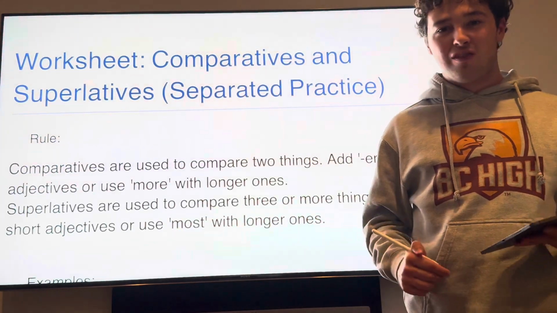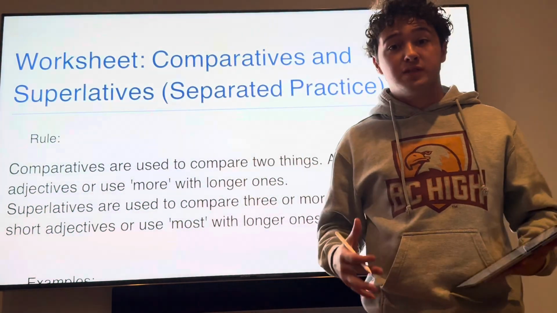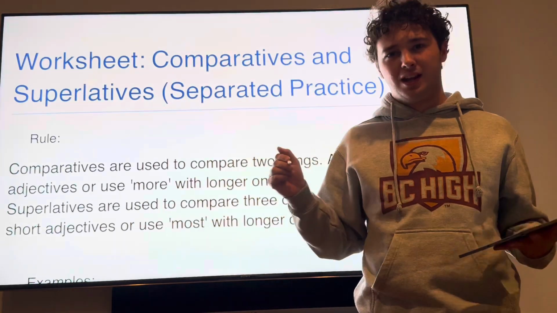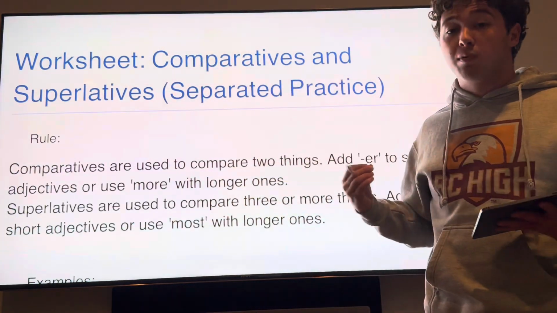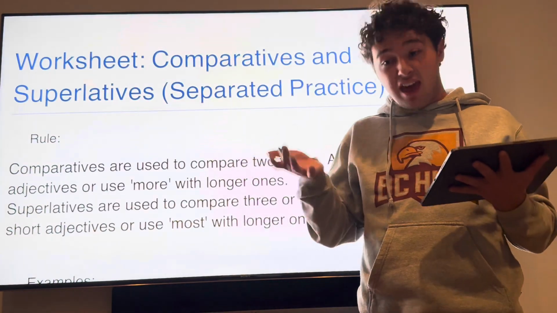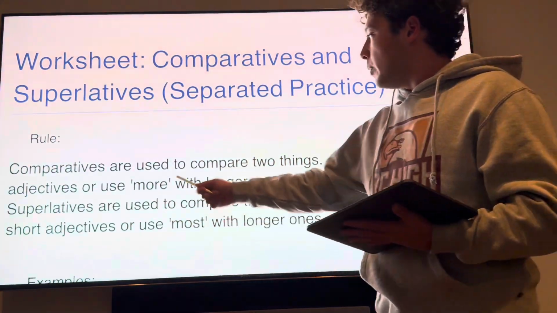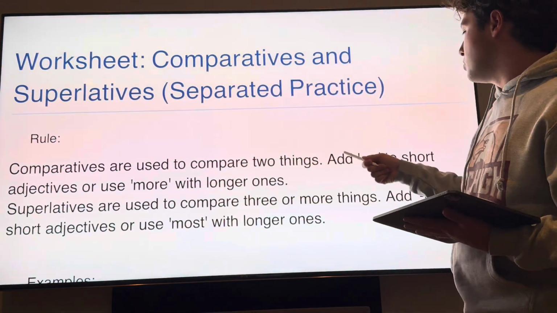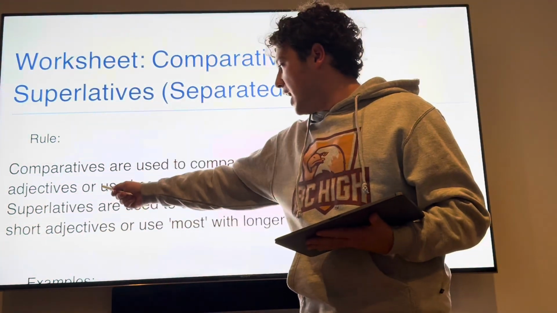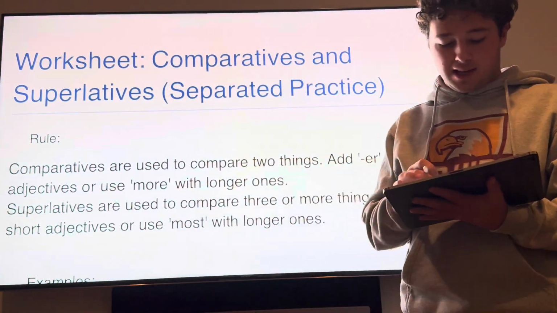This is lesson 12, and today we're going to be talking about comparatives and superlatives. Comparatives and superlatives are very important, mostly in spoken English, not really in written English as much, but they'll be super important in characterizing nouns, people, places, and things, and comparing them to each other. So let's just start. Comparatives are used to compare two things, add ER to short adjectives, and use more with long ones. So let's look at an example.